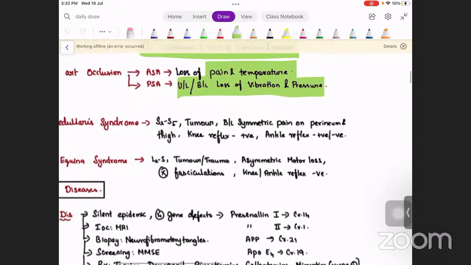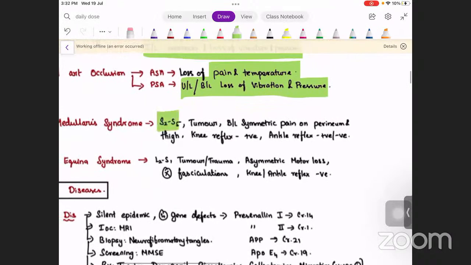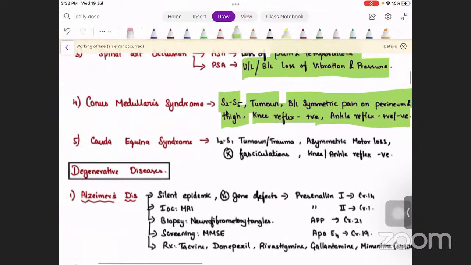Then conus medullaris syndrome, an S2 to S5 tumor, with bilateral symmetrical pain on the perineum and thigh. The knee reflex will be positive, and the ankle reflex will be either positive or negative. Then cauda equina, L2 to S1, from tumor or trauma, with asymmetric motor loss, fasciculation loss, and negative knee and ankle reflexes.